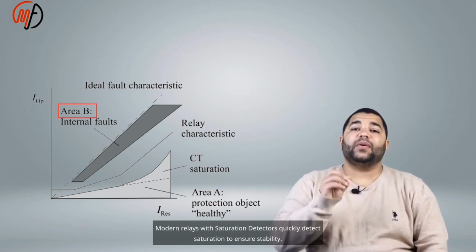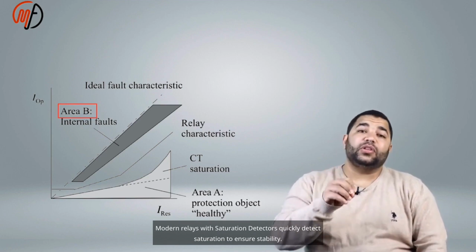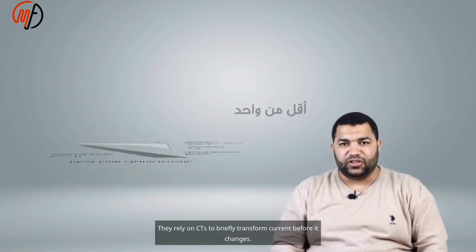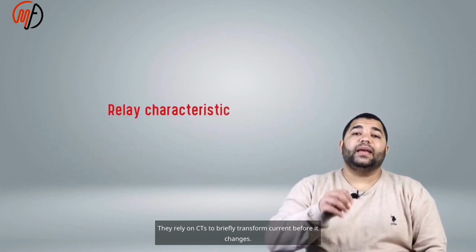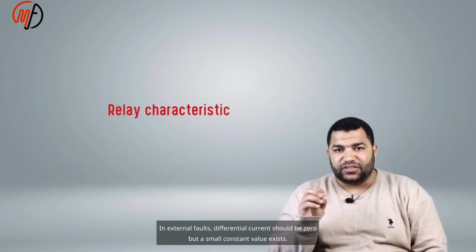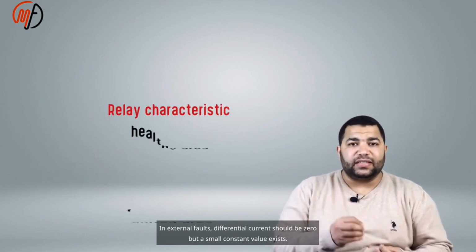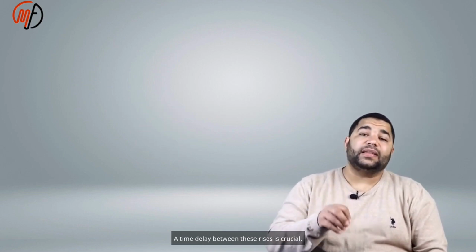Modern relays with saturation detectors quickly detect saturation to ensure stability. They rely on CTs to briefly transform current before it changes. In external faults, differential current should be 0, but a small constant value exists. In internal faults, both values rise together. A time delay between these rises is crucial.